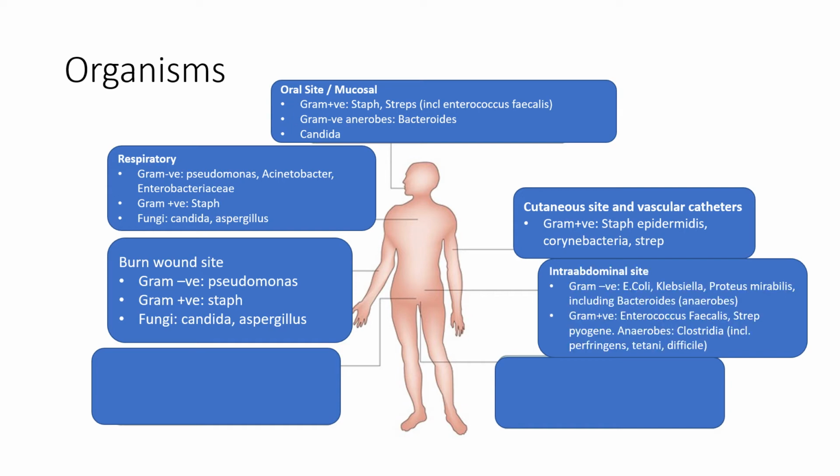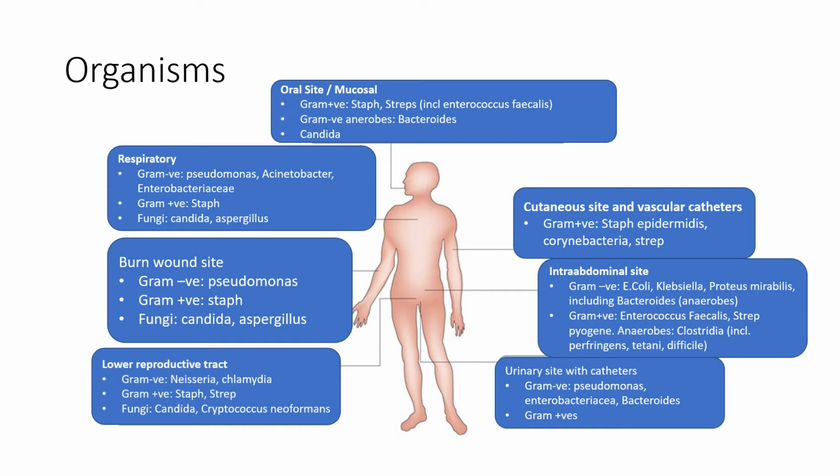In the abdomen, there is a mixture of gram-negative E. coli, Klebsiella, Proteus mirabilis, and anaerobes, as well as gram-positives such as Enterococcus faecalis, streps, and some gram-positive anaerobes. From the urinary side, we have Pseudomonas, Enterobacteriaceae such as E. coli and Bacteroides, as well as some gram-positives. Lastly, from the genitourinary tract, you may see coverage for gram-negative Neisseria or chlamydia, gram-positive such as staph and strep, and fungal infections.